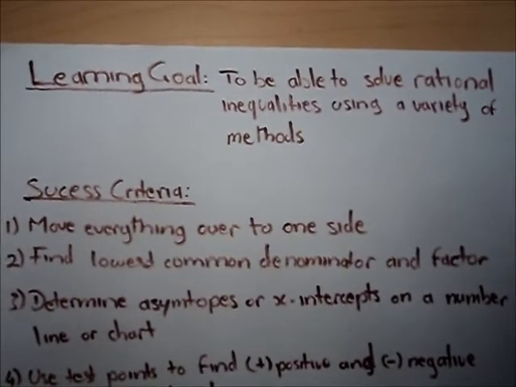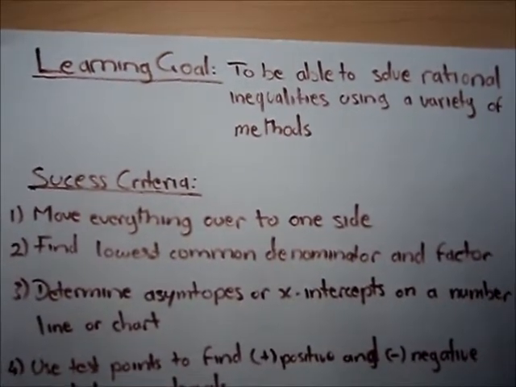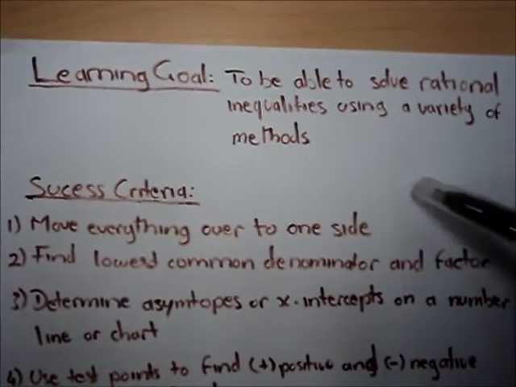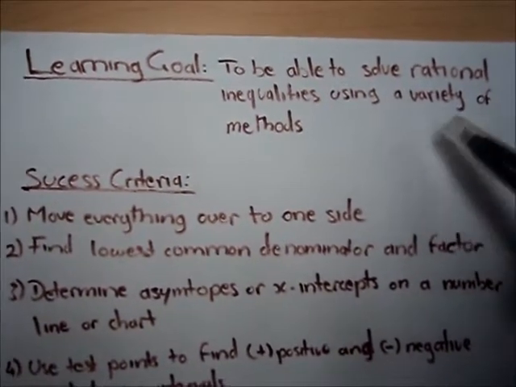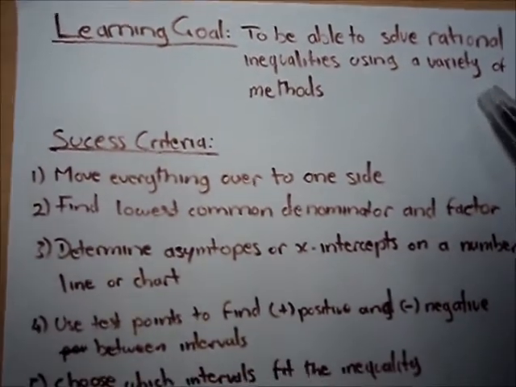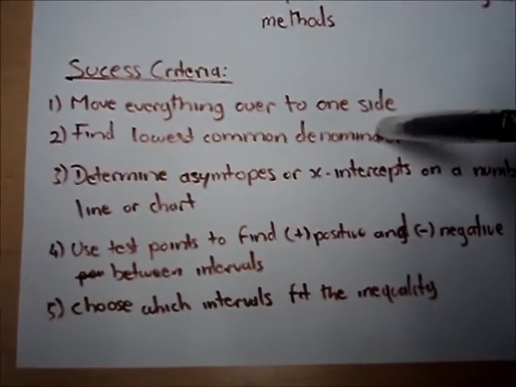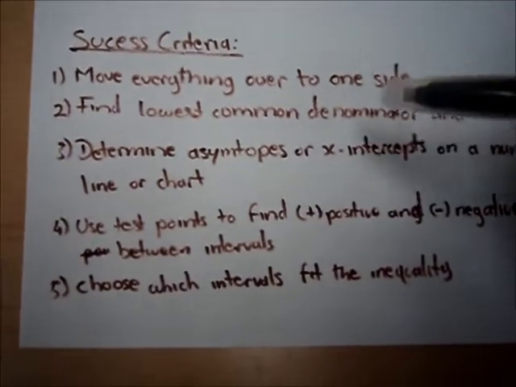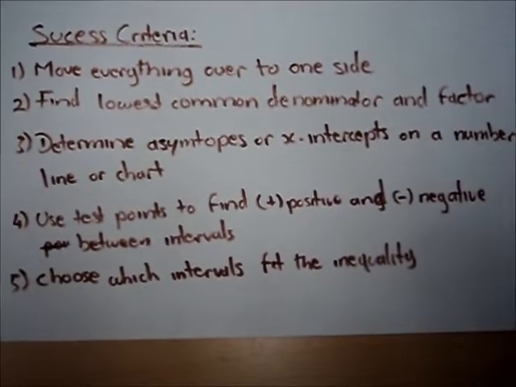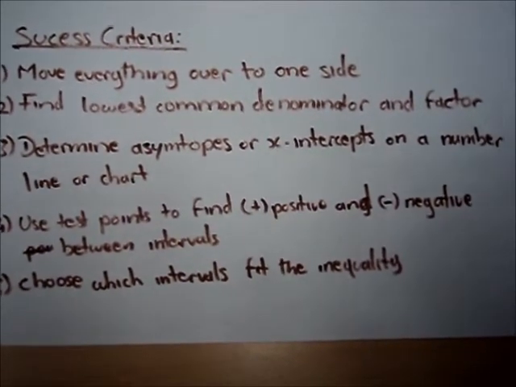Today we will be learning about rational inequalities, and our learning goal is to be able to solve rational inequalities using a variety of methods. For our success criteria, first we have to move everything over to one side of the equation, and then second we find the LCM and factor the equation.